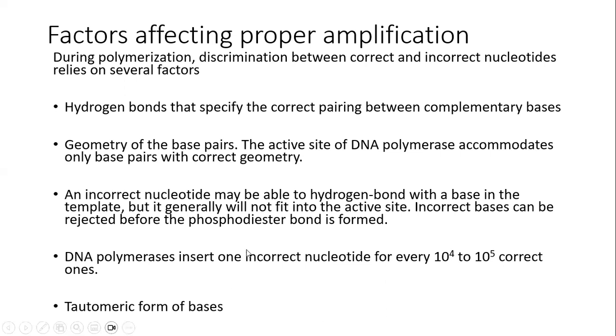But still, the polymerase may insert one wrong nucleotide for every 10^4 to 10^5 correct nucleotides that are added. The reason for this is the tautomeric forms of the bases, because of which sometimes a wrong base will still fit into the active site and form a bond with the corresponding base.